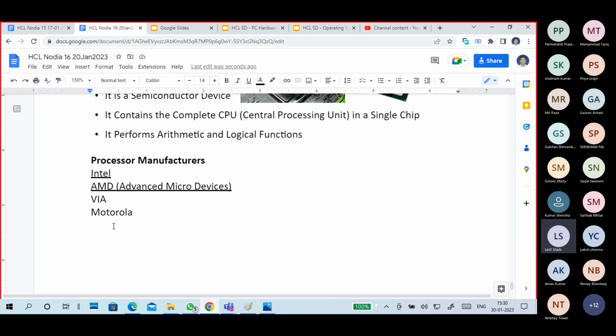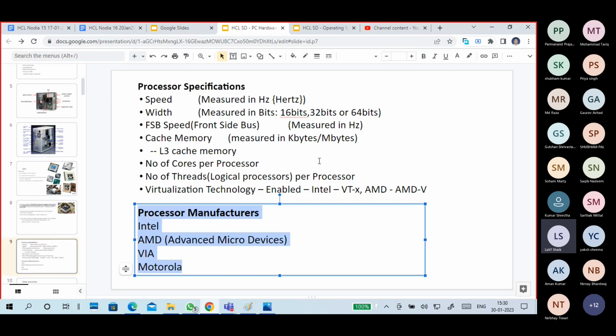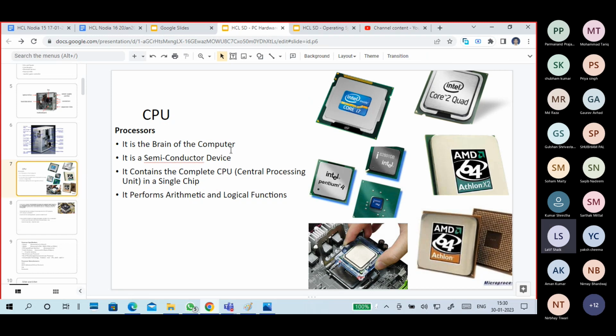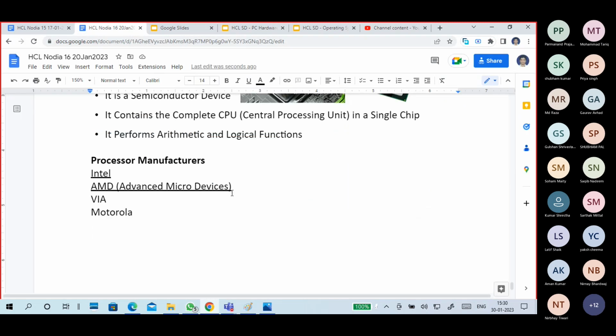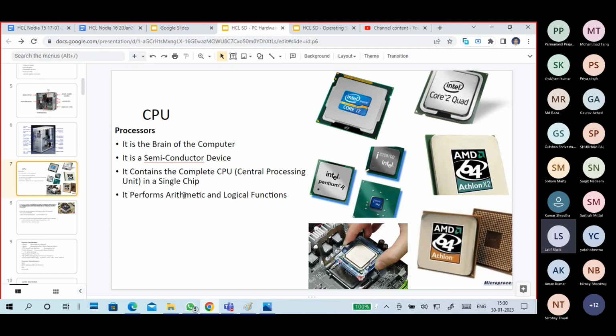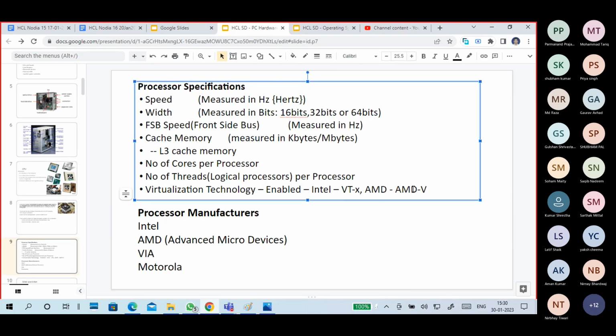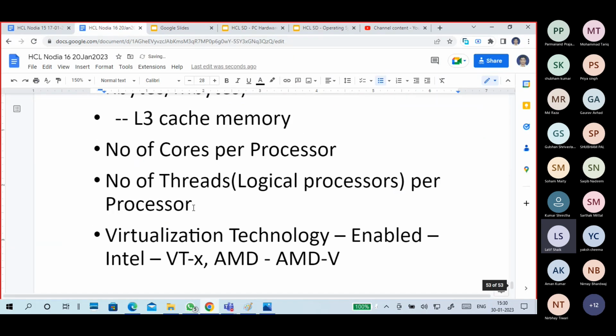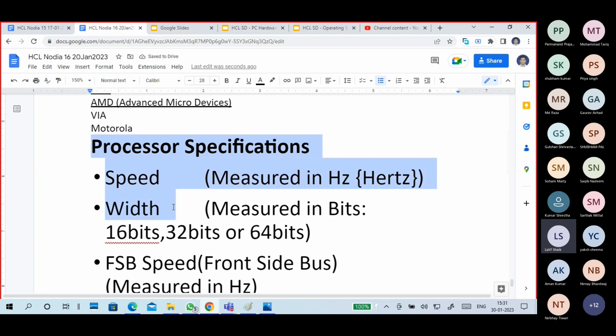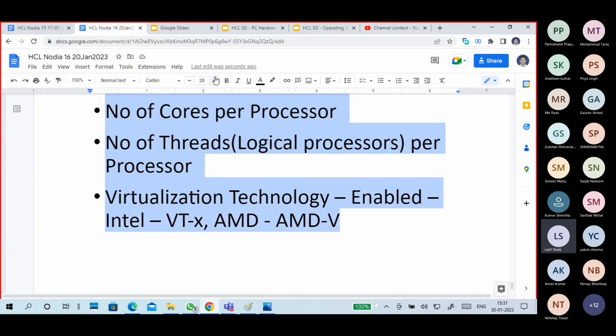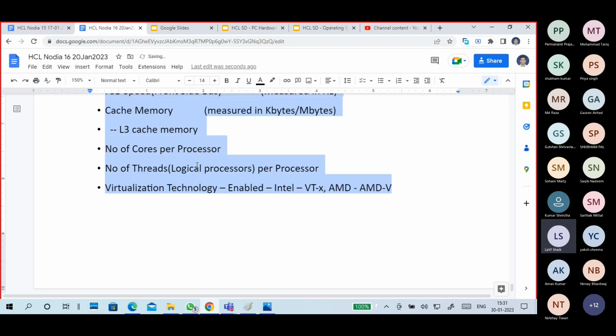Mobile phones and other devices have a different processor. For example, the Qualcomm processor, Qualcomm Snapdragon, Exynos, MediaTek, which are mobile phone related processors. Each processor has certain specifications. Even if you want to buy a processor for your purpose, you must know these specifications.